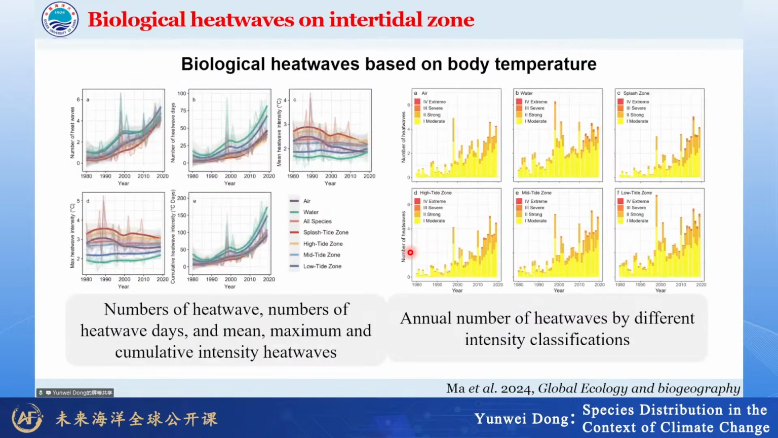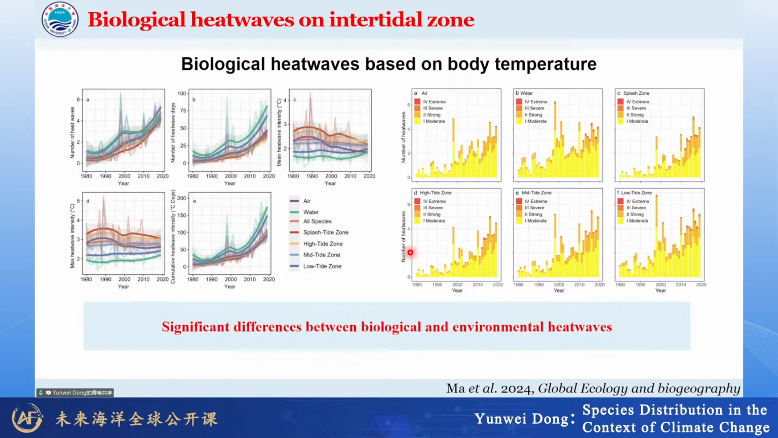Also, based on the simulated body temperature, we can see heat waves. That's what we call the biological heat wave. You can clearly see that both the days and the intensity of heat waves increased, and increased rapidly. So the biological heat wave is also a big problem. And the heat waves based on the environmental data and the body temperature data are quite different.